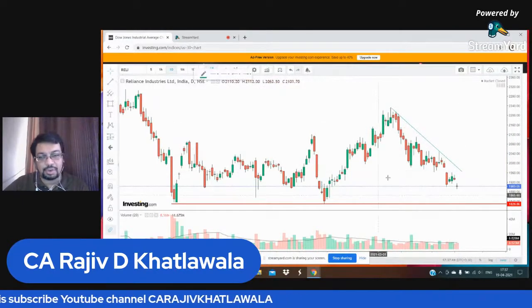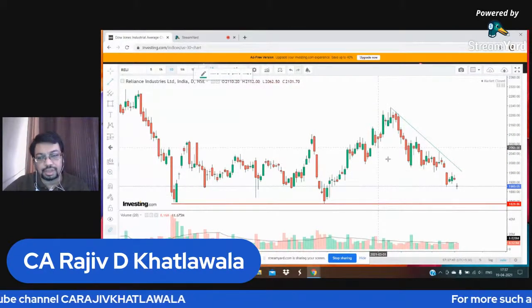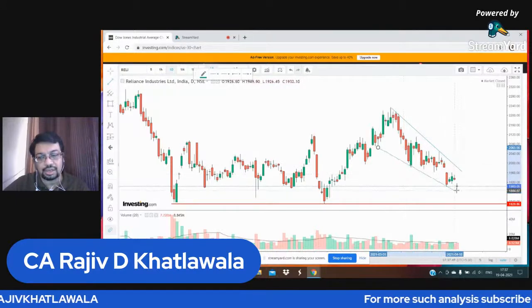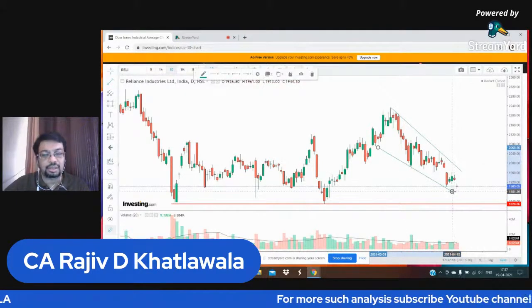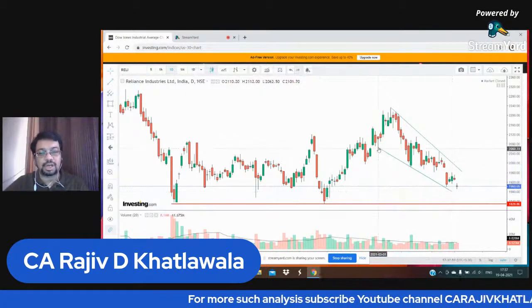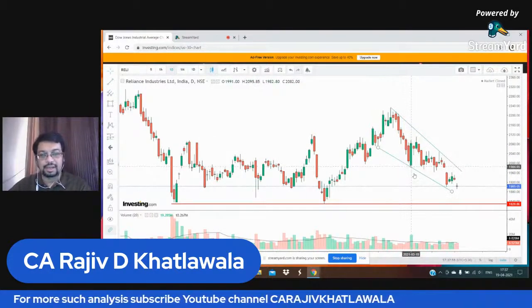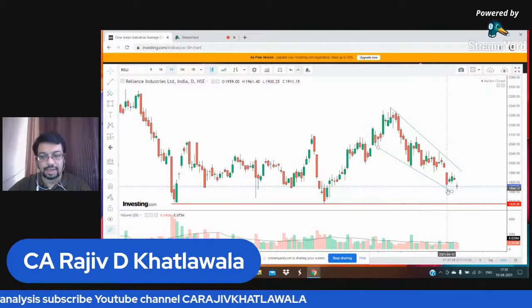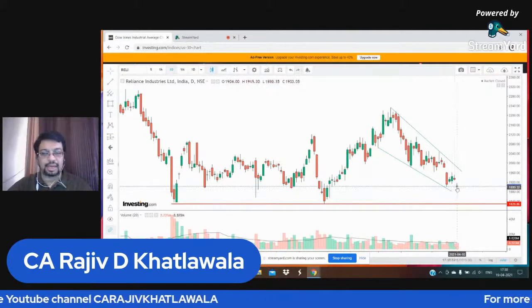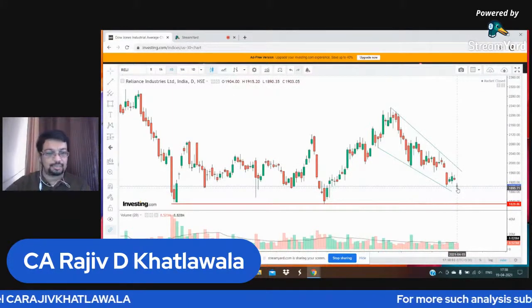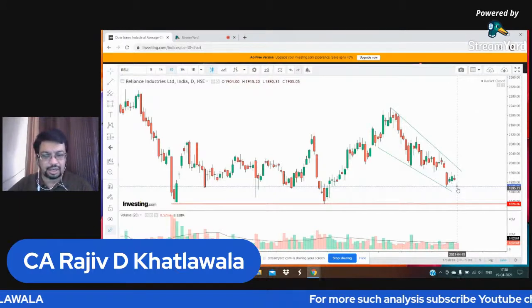Similarly, I'm drawing one more trend line. Please observe this. I'm drawing one more trend line here by joining the intermediate lows. I've started with this low, this is the second low here, and the third low here. And right now, we are at this juncture, 19th of April. We are here right now.